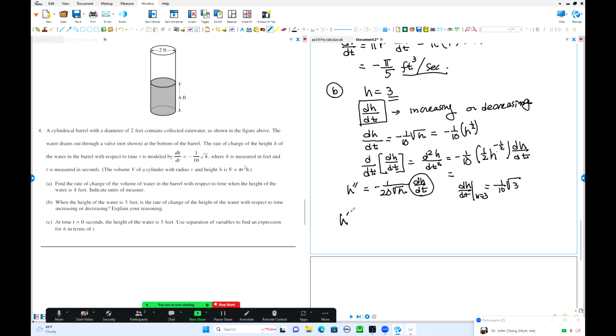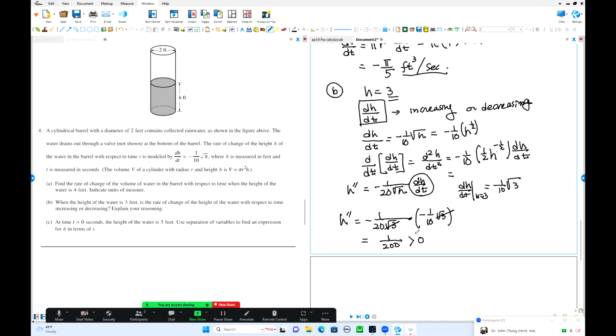Now h double prime, finally, is negative 1 over 20 times square root of 3, still when h equals 3, and we multiply by negative 1 over 10 times square root of 3. Are you okay with this? All right, now simplify. Square root of 3 cancels out. Negative times negative is positive. 20 times 10 is 200. So it is 1 over 200, a very small number, but still positive.